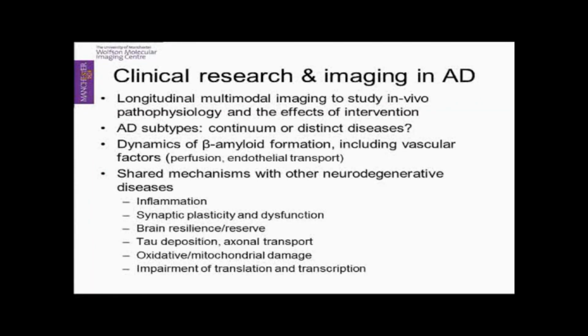Tau deposition, new tracers coming up. It's certainly a difficult, challenging area. We would like to be able to image axonal transport, and you will have some papers at this meeting about that. Oxidative and mitochondrial damage is always a big issue in neurodegenerative disease, and new tracers and approaches are needed. And then, as mentioned, translation and transcription is an emerging topic.